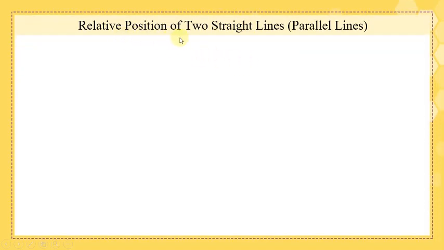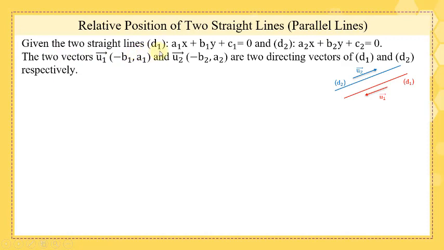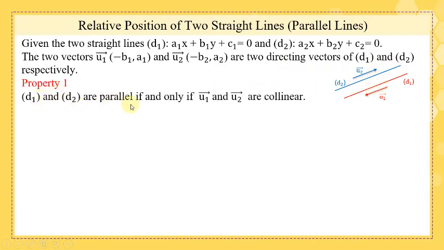Relative position of two straight lines. We will speak about parallel lines in this part. Given the two straight lines D1 and D2 written in their Cartesian form, and the two vectors U1 and U2, the directing vectors of D1 and D2 respectively, as you can see in the figure here. Property. D1 and D2 are parallel if and only if U1 and U2 are collinear vectors.